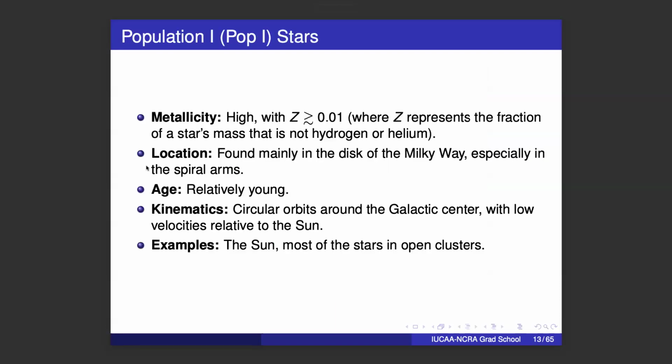Okay, so stars come in two main flavors. One is called population 1 stars, and the other are called population 2 stars. So population 1 stars have high metallicity. High metallicity means greater than 0.01 metallicity, so more than 1% of the atoms are metals.